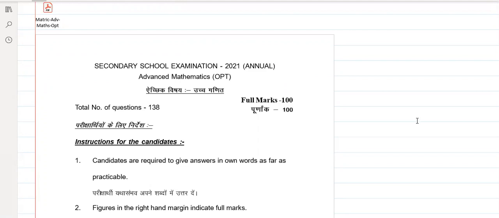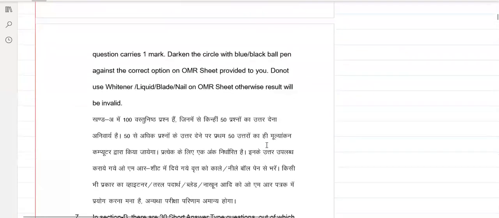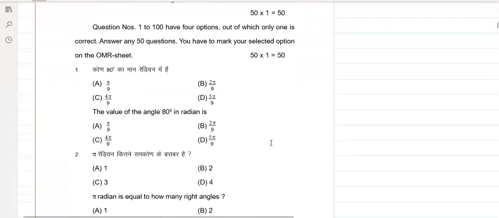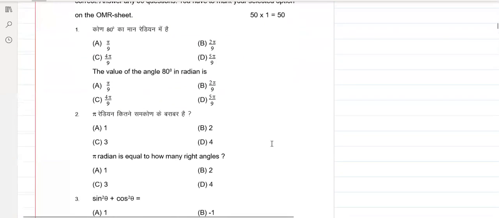Right, so I found this paper on the BSEB website, which is the Advanced Maths Option paper, and some very interesting questions out here, guys. So let us get straight into this paper here. The first question we are looking at, right, so question number 1.